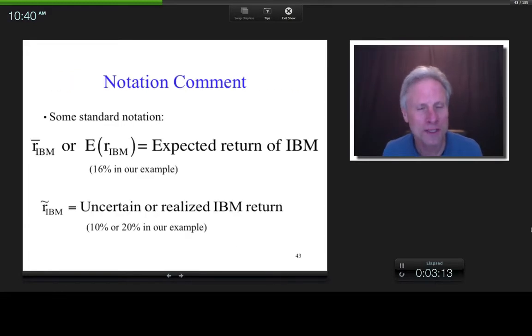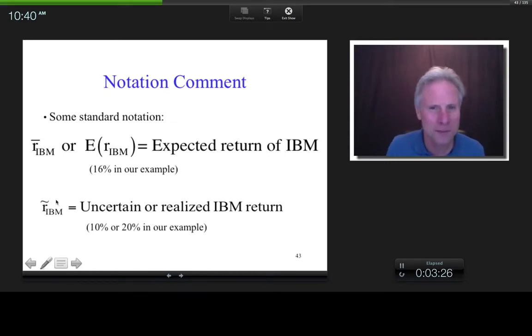By the way, you might see in your books some standard notation. If you put a bar over something, that means expected. If you put a squiggle, that means there's some uncertainty, right? Because you don't know if you're going to get the 10% or the 20%. Or it could be realized once it's happened, you got the 20, you got the 10. Okay, so that's just some standard notation you might see, and that I'll use some of this.